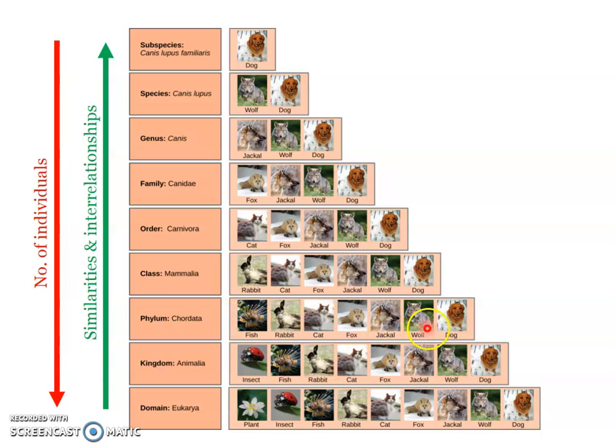Now among the phylum chordata, we can see that there are certain groups of animals which have mammary glands and have hair on their body. All those groups of animals have been put into a single class. The phylum chordata is divided into different classes: class Amphibia, class Reptilia, class Aves, including birds, and class Mammalia.